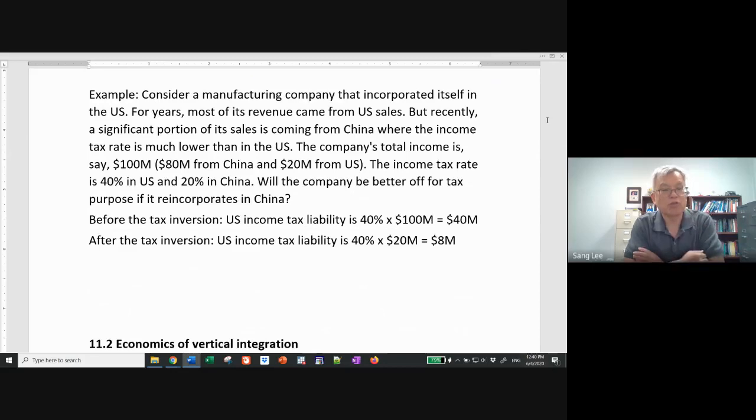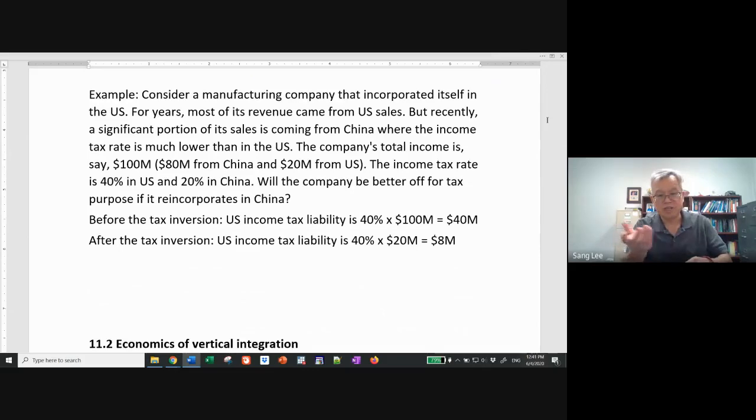Originally, most of its sales revenue came from the US, but now, out of the $100 million income, $80 million is from China and $20 million from the US. The income tax rate is 40% in the US and 20% in China. Again, I picked those numbers arbitrarily. So will the company be better off for tax purposes if it reincorporates in China, or moves its business residence to China?